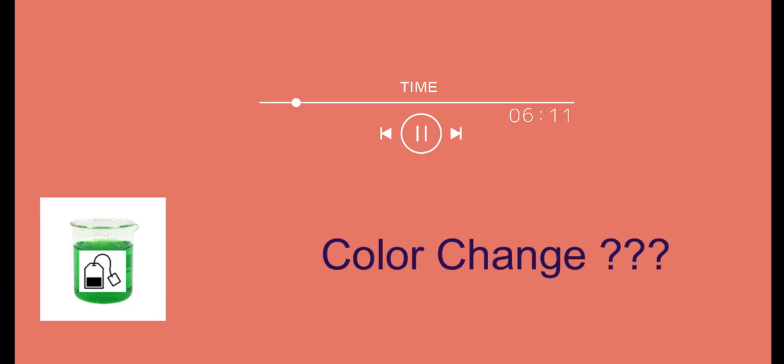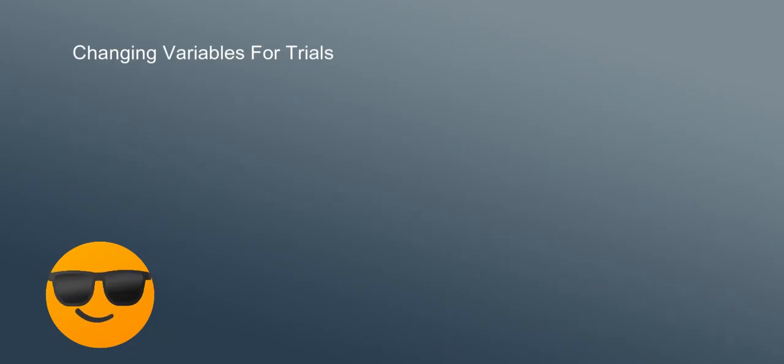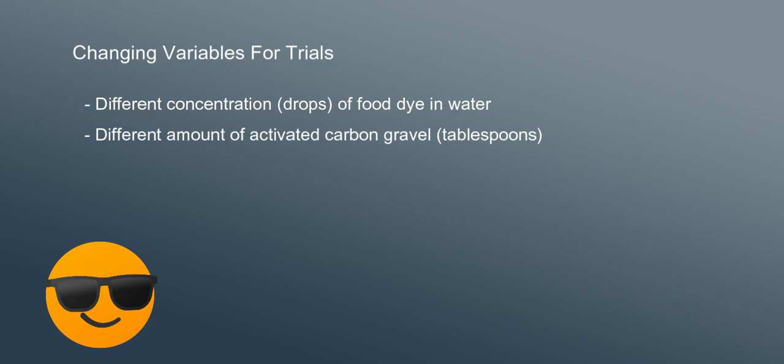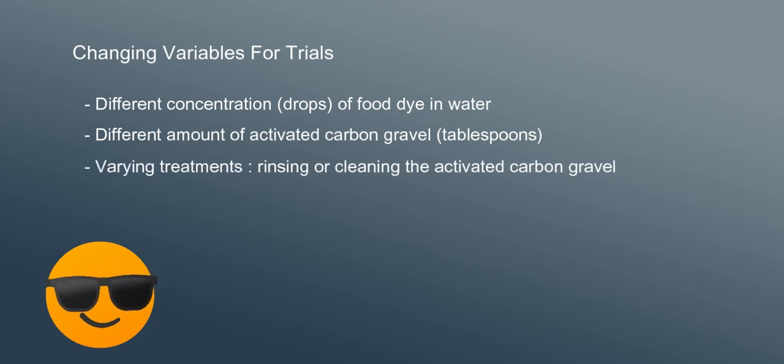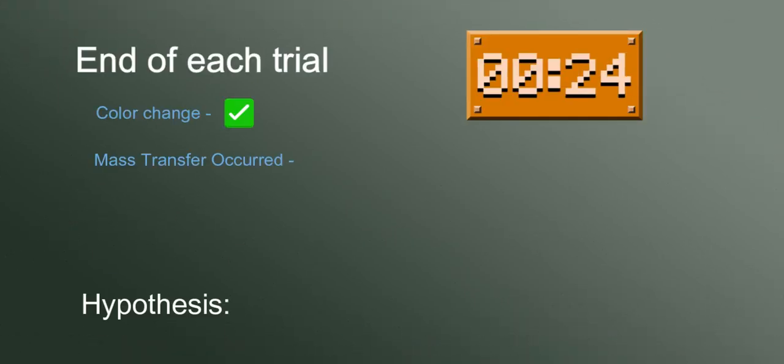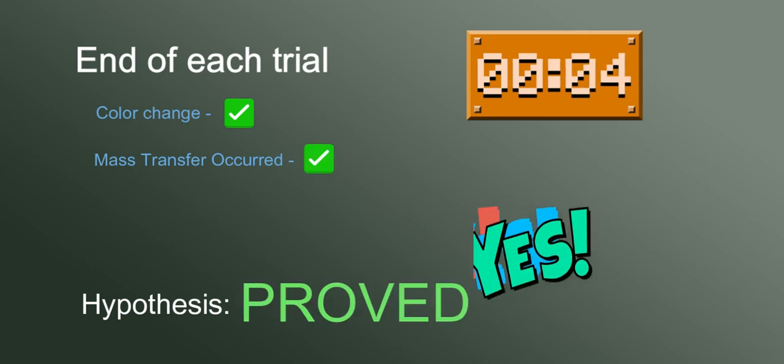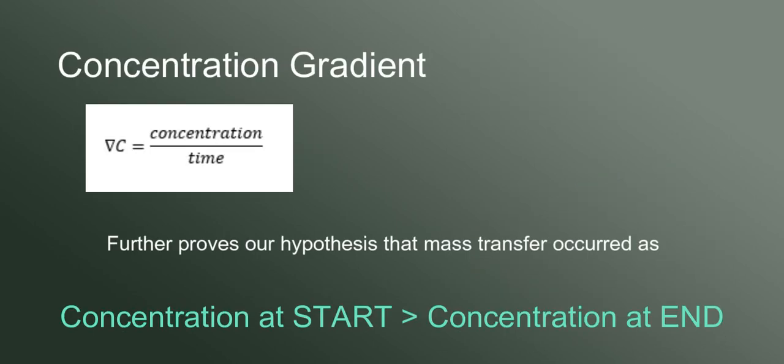For each trial, we put the tea bag filled with activated carbon into the base solution of food dye and water and observed if there was any color change after some time. The trials used different concentrations of food dye and water and different amounts of activated carbon gravel, as well as varying treatments to the carbon prior to the trials, such as rinsing or cleaning. At the end of each trial, if a color change occurred, that would represent that the activated carbon performed mass transfer and purified the water, thus proving our hypothesis. A concentration gradient defining concentration over time had also been created to further prove our hypothesis of there being less concentration at the end of the experiment than the beginning.